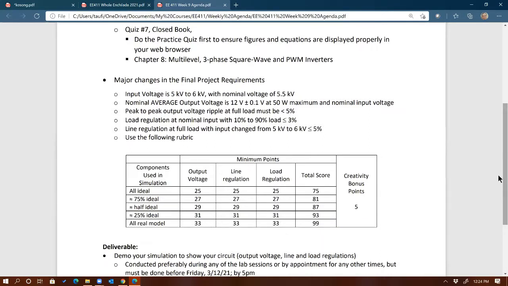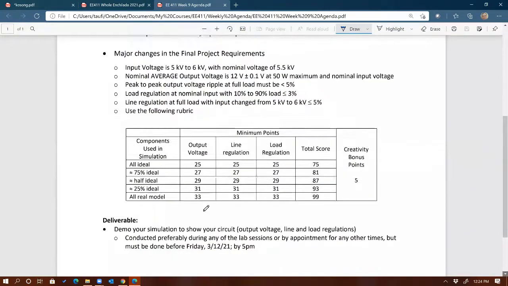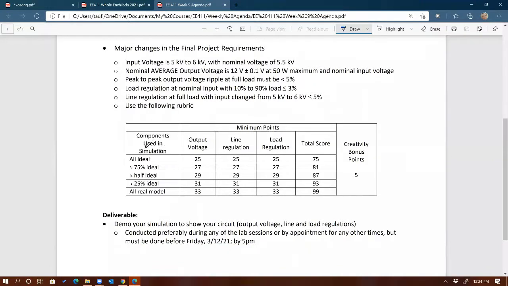But other than using that, with all of those requirements, since I'm eliminating some of the requirements, now I have to come up with a new rubric. So here's the new rubric right here, right? These are all minimum points. So if you could get those requirements, right, where all the components that you use in the simulations are all ideal, which you are allowed, right?